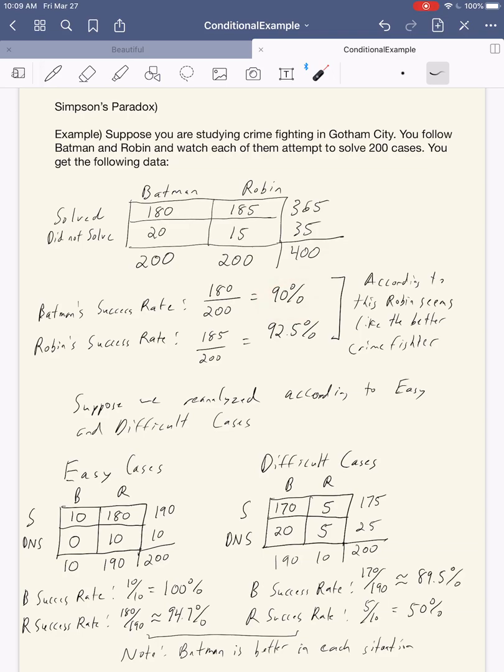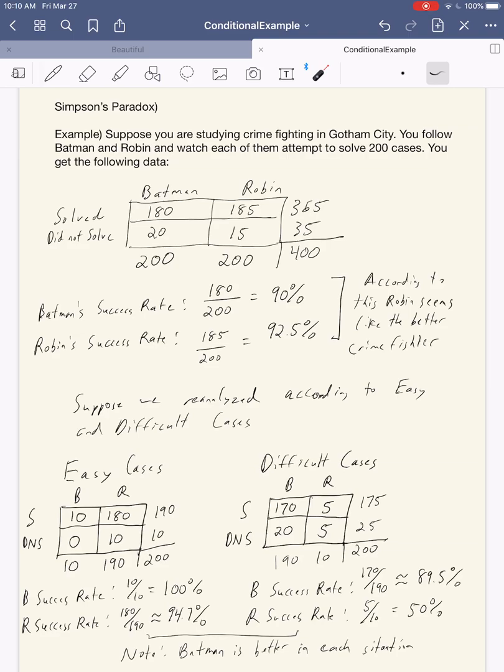So what's the resolution to this paradox? Well, it's clearly in which types of cases they take on most frequently. We saw the massive disparity in this. For easy cases, Batman only worked on 10 of them. Robin worked on 190. So notice that his overall success rate, 92.5, is very close to his success rate for easy cases, because that's mostly what he works on. Whereas for Batman, that 90% is very close to his success rate for difficult cases because that's mostly what he works on.